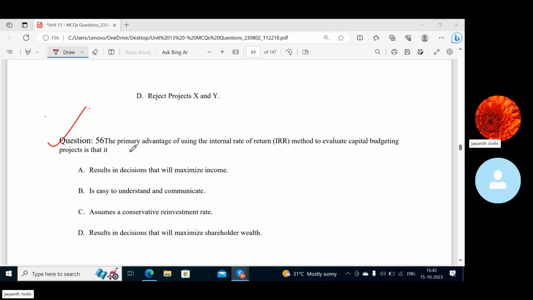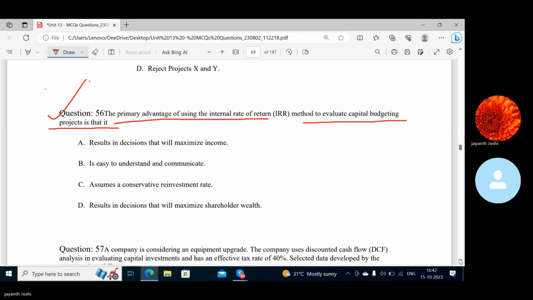So the primary advantage of using the IRR method to evaluate capital budgeting projects is that it results in decisions that will maximize income, is easy to understand and communicate. I think this is what we discussed, easy to understand and communicate. Results in decisions that will maximize income.